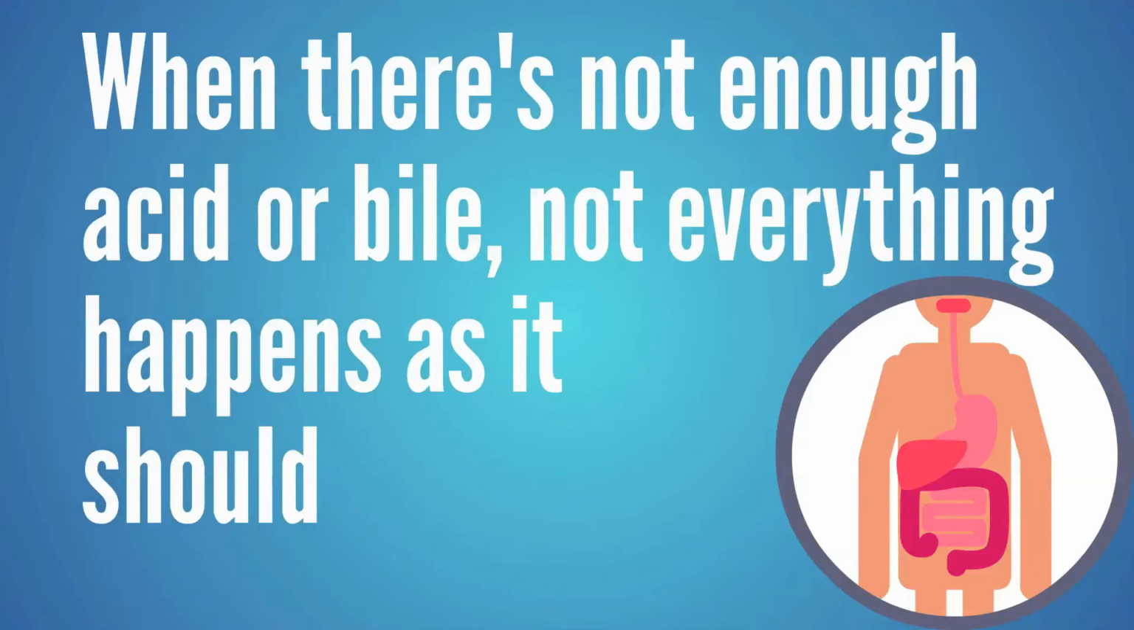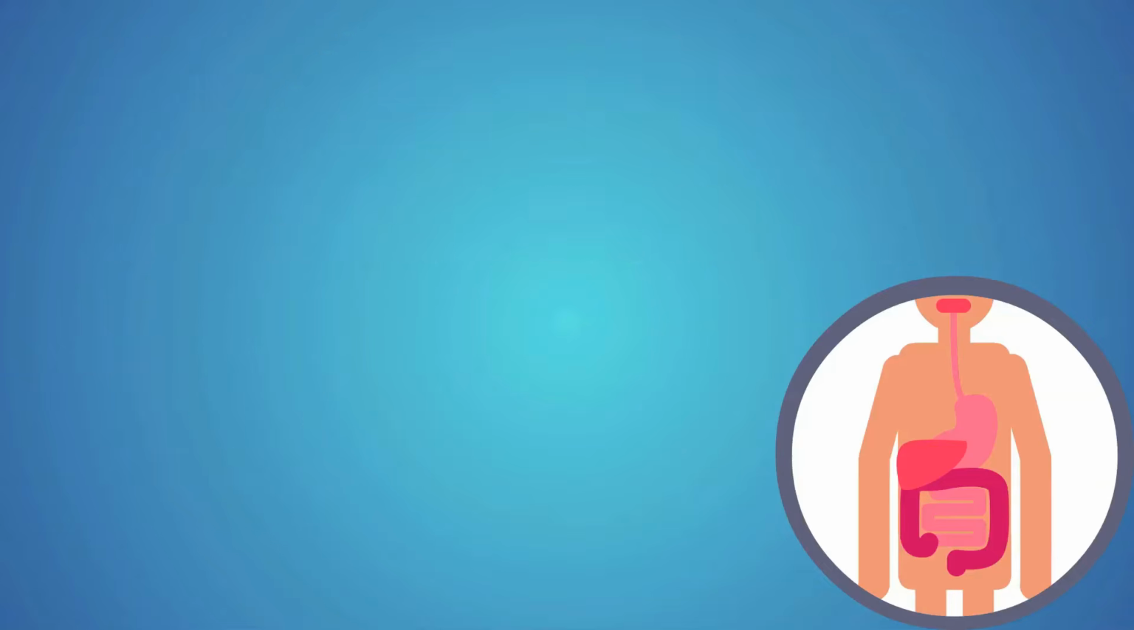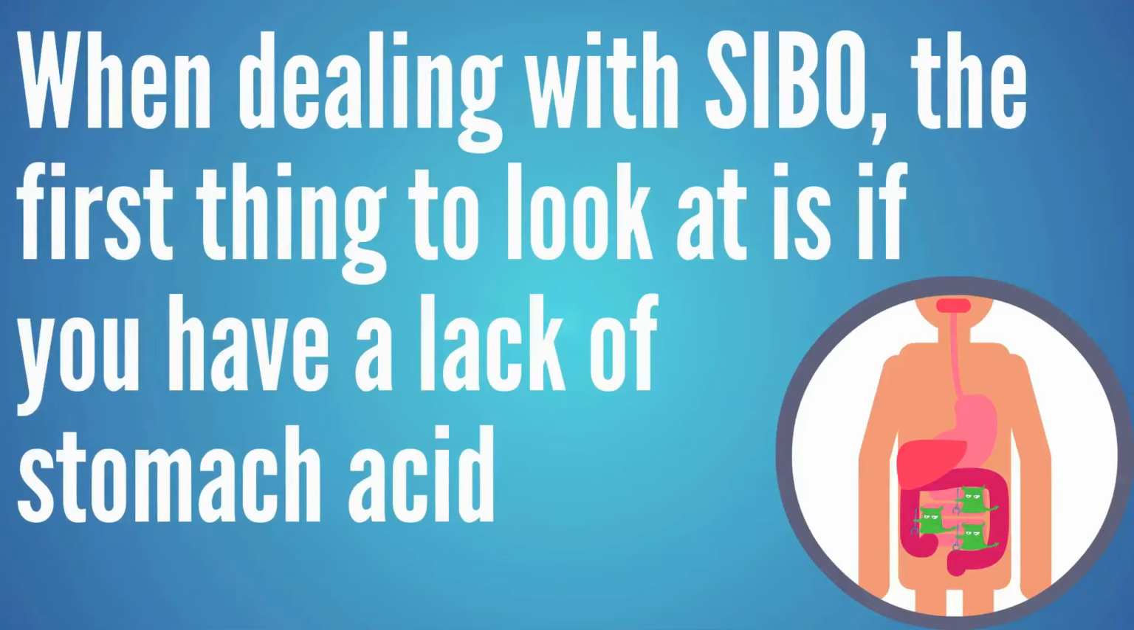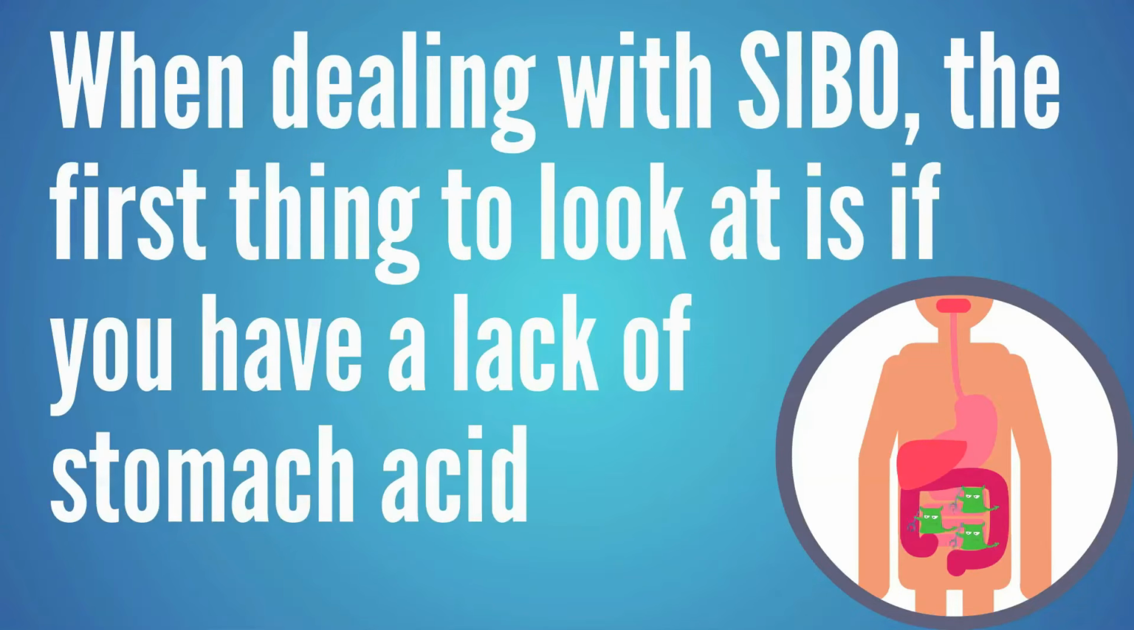So when there's not enough acid, there's not enough bile, not everything happens the way that it should, and that can cause problems to some of these other valves further down the line. So again, we need to make sure that everything's happening from the top down to the bottom. And if there isn't enough stomach acid there, then that's the first breakdown where everything starts to go wrong. So when you look at these four-ish causes for SIBO, you can see that they can all lead back to a lack of stomach acid. So if you're dealing with SIBO, the first thing you want to know is, do I have a lack of stomach acid? Do I need to correct that problem?